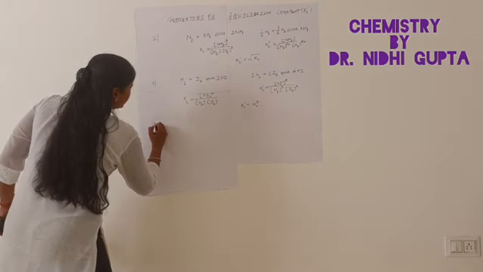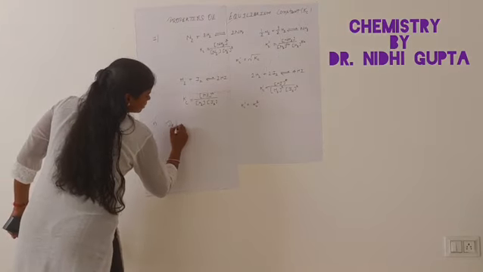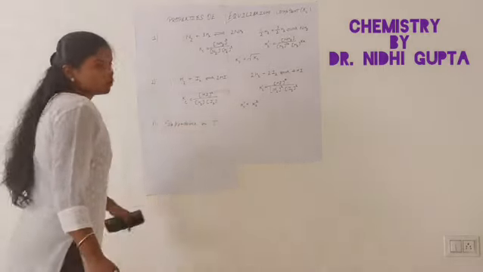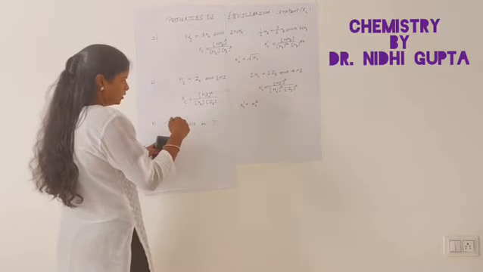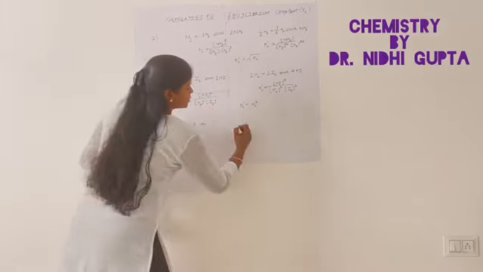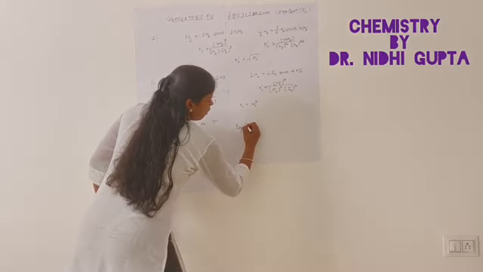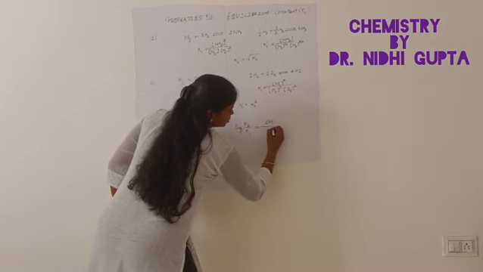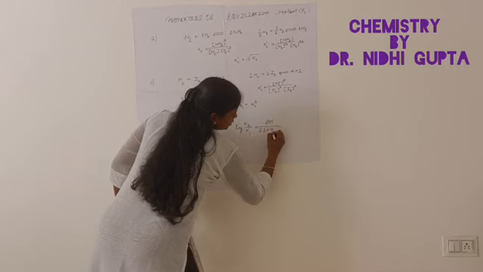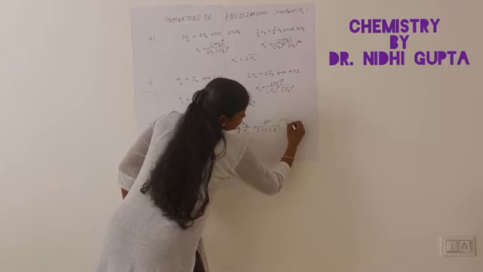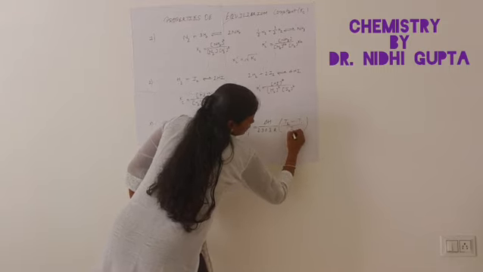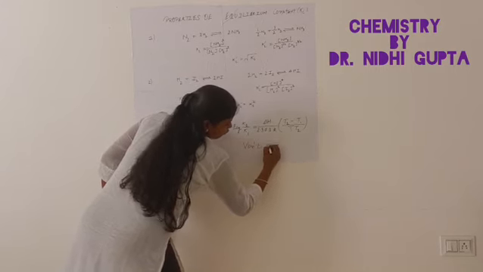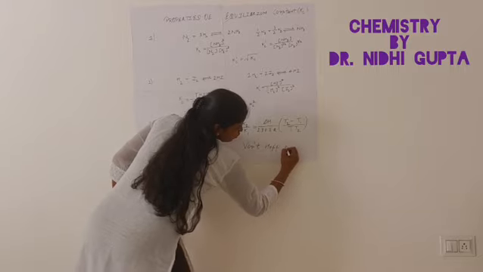Then the third property is the dependence on temperature. Okay, so if we have two equilibrium constants at two different temperatures, then the relation is log K2 by K1 equals delta H by 2.303 R, times (T2 minus T1) by (T1 T2). So this equation is called the Van't Hoff equation.